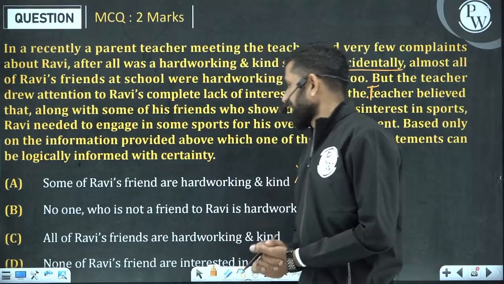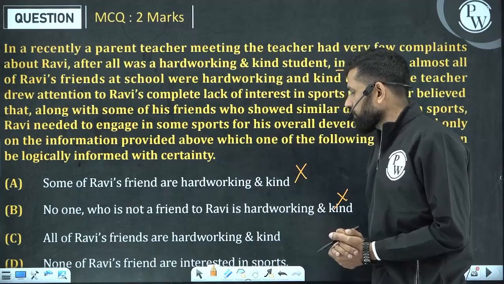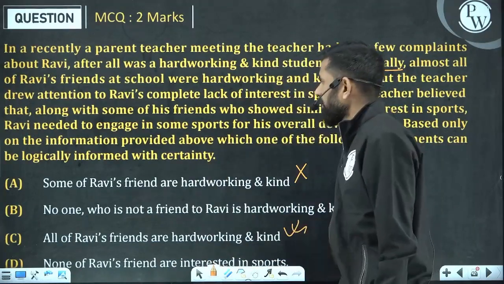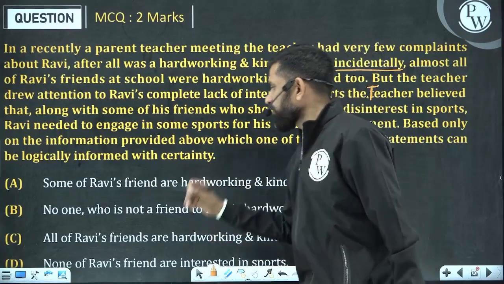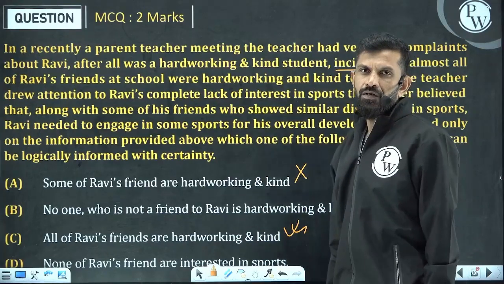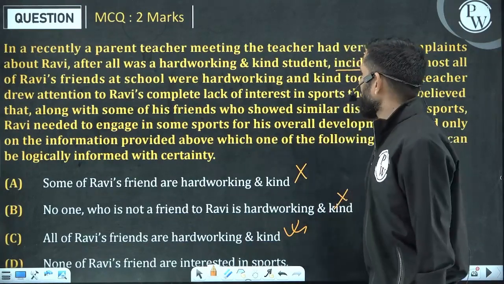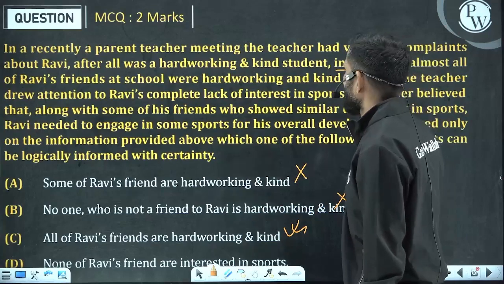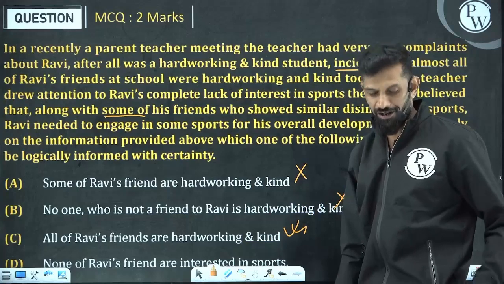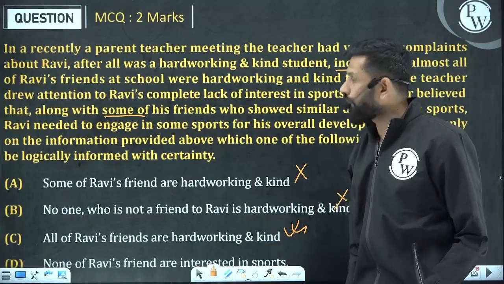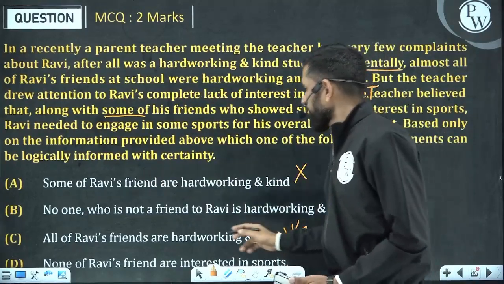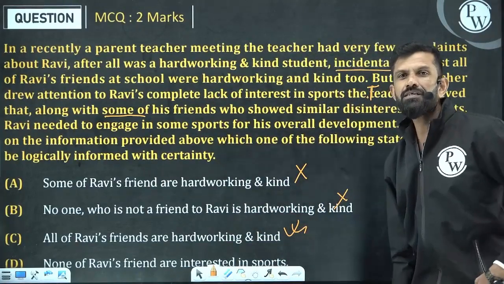Moving to the third point. All of Ravi's friends are hardworking and kind. Yes, we can say, because they said almost all. So this can be inferred. This can be certain. If we go for the last option, none of Ravi's friends are interested in sports. We cannot say directly, because clearly they have given some of his friends, not all. Almost all is used for the friends who were hardworking and kind. So here our answer becomes option C.